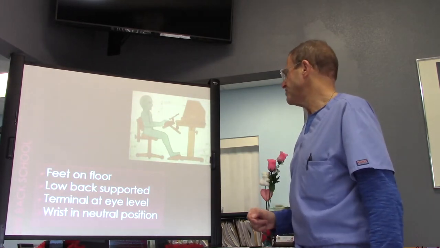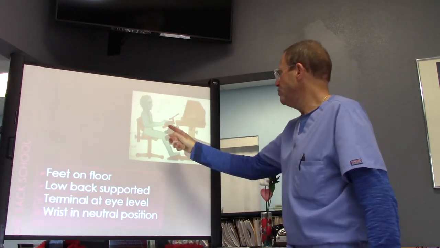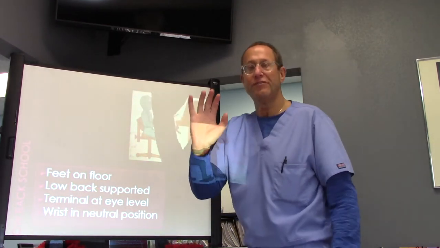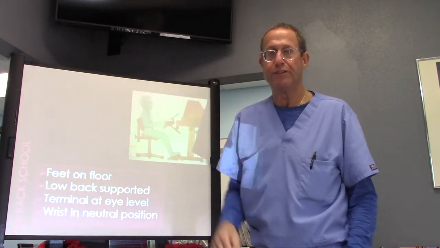The lower back has to be supported, okay? A little cushion behind the back, and wrists in a neutral position. Why? So that you don't develop carpal tunnel syndrome by keeping your wrist in this position or in this position.